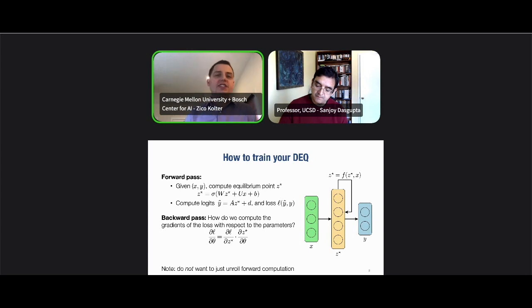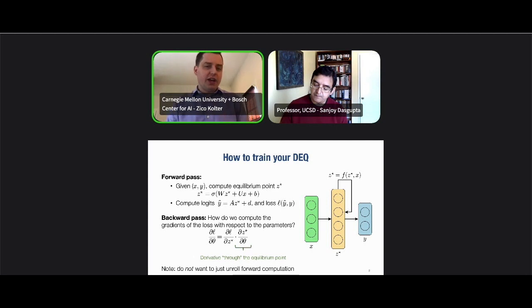So on first pass this question seems quite simple, right? We're just going to apply the chain rule. We know that the loss is a function of Z star, and we know that Z star is a function of the parameters. We just apply the chain rule there to get this equation. But there's of course a problem here, which is that this second term, which is really the Jacobian of the fixed point with respect to the parameters, doesn't seem obvious how we compute. This is a derivative through an equilibrium point, or an equilibrium point solver.